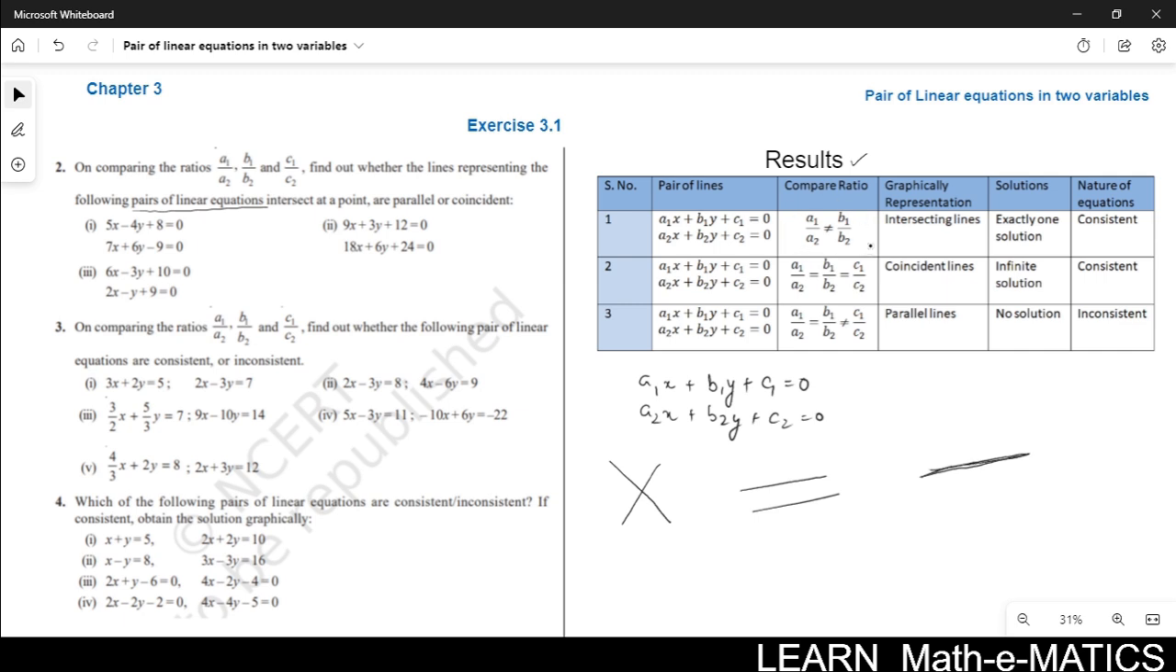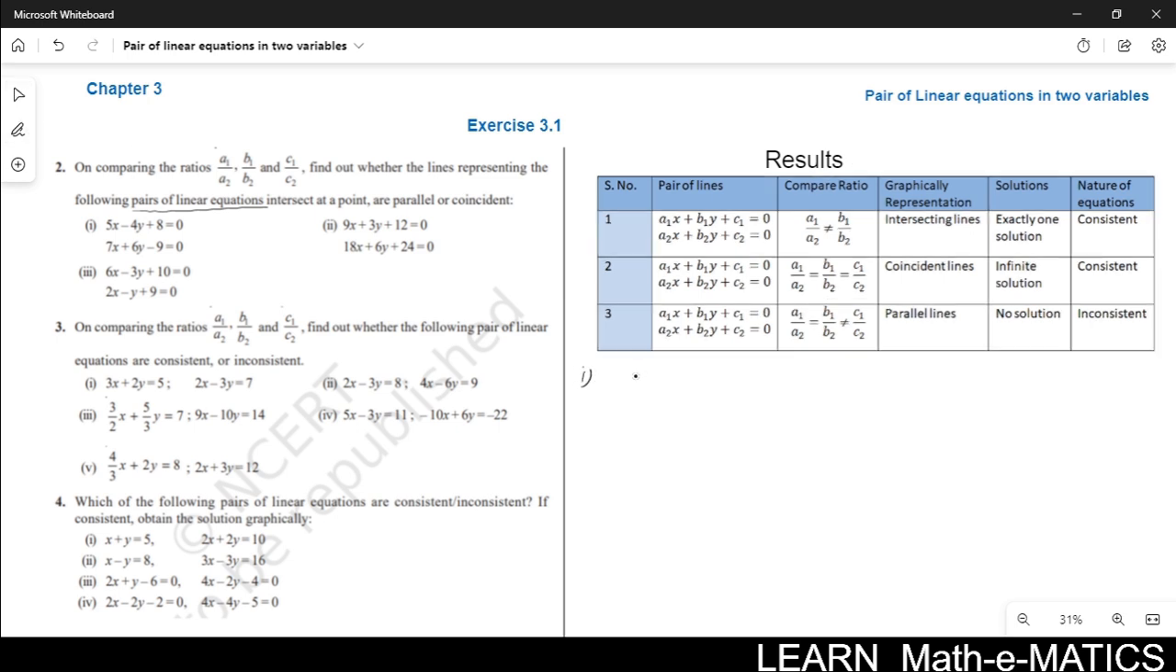If the first two ratios are not equal, then we can say that they are intersecting at one point. If they are parallel, then their ratios represent this result, right? If two lines coincide, then the result is this, their ratios are equal, right? So start करते हैं question से. Firstly we find their ratios and then we compare the ratios. According to the result we can say what their graphical representation will be. Okay, let's start with the question.